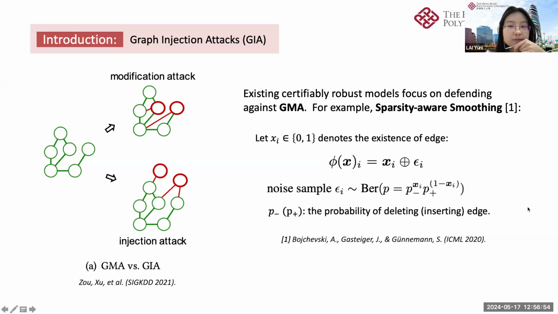Despite the development of certified robustness, existing studies focus on defending against graph modification attacks. The graph modification attack, GMA, inserts or deletes edges among the existing nodes. For example, sparsity-aware smoothing was designed to defend against GMA. When Xi denotes the existence of edges, it randomly inserts and deletes edges with certain probabilities, P plus and P minus.